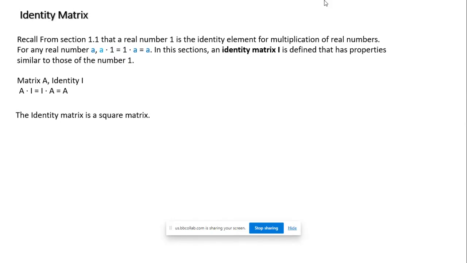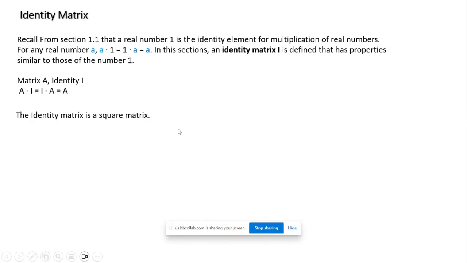So A times 1, the answer is just A, right? This is the same thing that the identity matrix will do for us. If we multiply a matrix A with its identity, or vice versa, again, one times any number is the same thing as the number times one, right? The order doesn't matter. So what we're going to get back is the matrix itself.